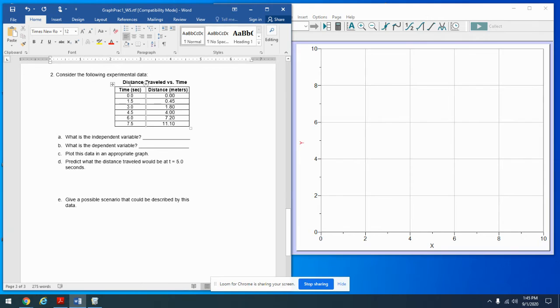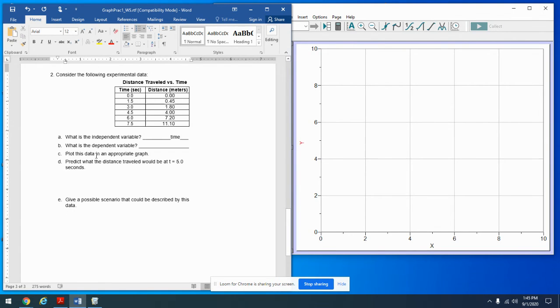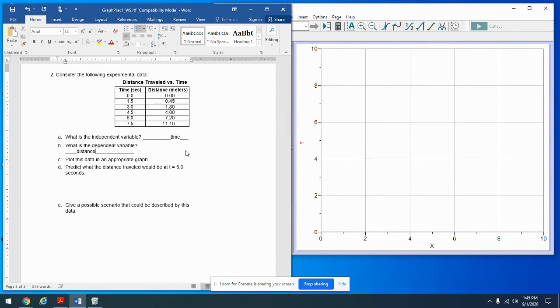Consider the following experimental data. What's the independent variable? It is time. And what is the dependent variable? It is distance.